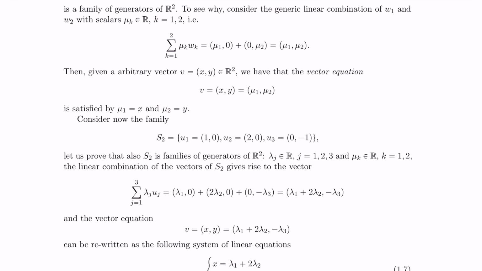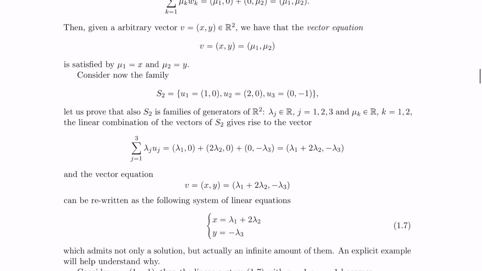And again, let's consider coefficients lambda j and perform the linear combination that is written here. The vector that we obtain is this one. As you can see, as first component, we have lambda 1 plus 2 lambda 2, and as second component minus lambda 3. We have to impose the vector equation v equals (x, y) equals (lambda 1 plus 2 lambda 2, minus lambda 3), and we have to solve it.